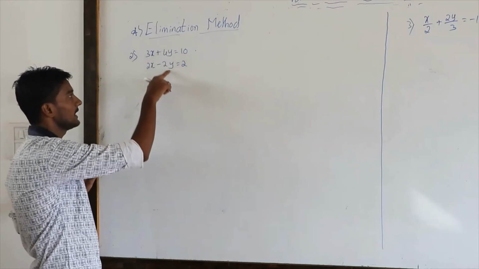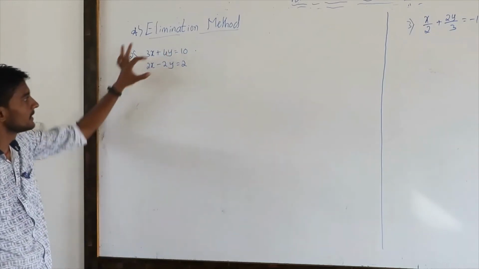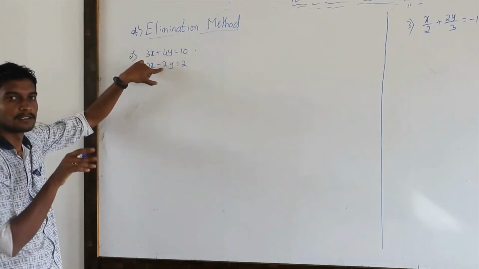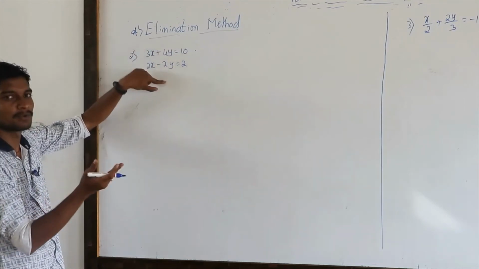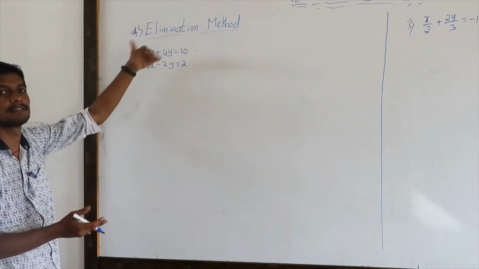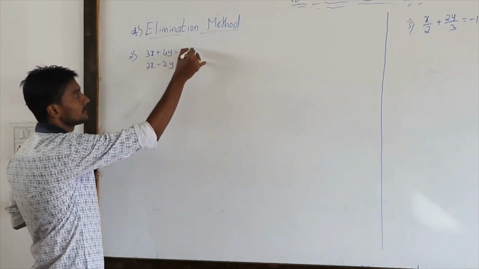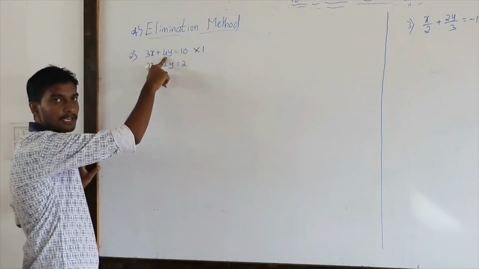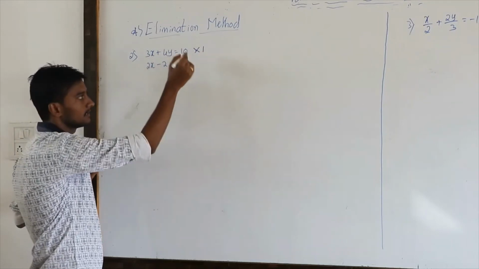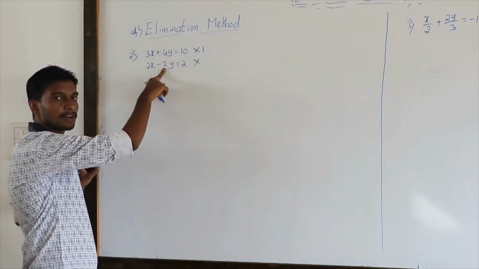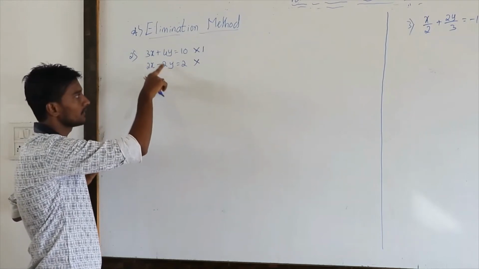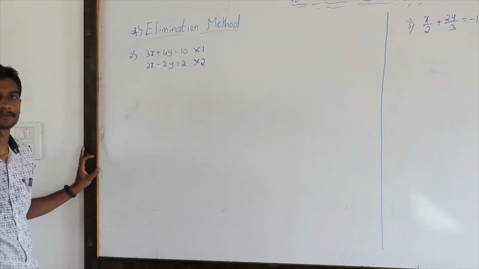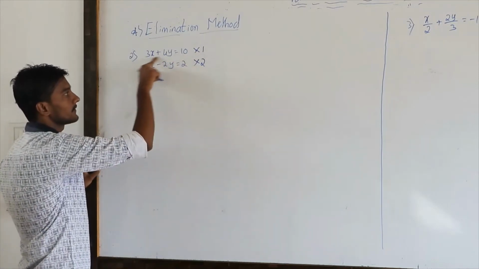If you want to make the y coefficient the same, here the y coefficient is 4, here the y coefficient is 2. 4 we cannot make 2, but 2 we can make 4 because we can multiply by something. So for this you have to multiply by 1, because it should remain 4 only. Here this 2 we have to make 4. If you want to make it 4, for this 2 you have to multiply by 2. Now it becomes 4. So this whole equation you have to multiply.